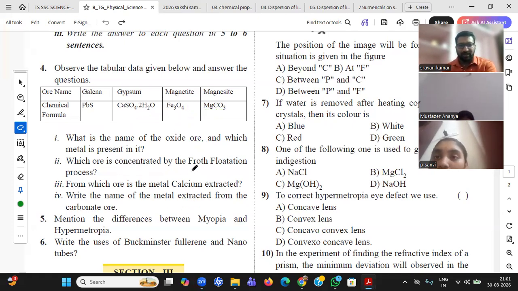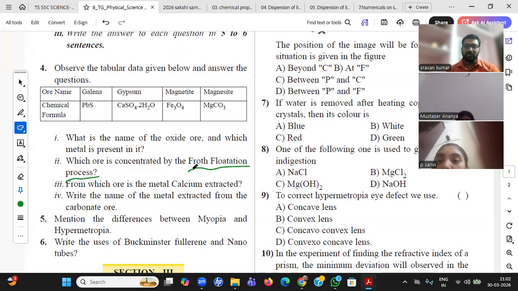Which ore is concentrated by Froth flotation process? Yes. Which ore is concentrated by Froth flotation process? Very good. Right answer, Ananya. Come on, Tanvi. Which ore is concentrated by Froth flotation process, beta? Froth flotation is nothing but to remove the unwanted things. Something like we have discussed, gangue, unwanted things. From that, you need to remove the wanted material. For that, we are using Froth flotation process.